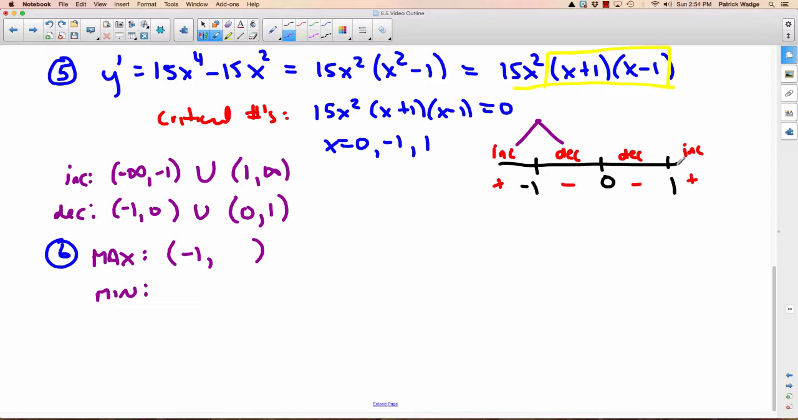No, there's no maximum or minimum there. Decrease, increase. Yeah, there's going to be a minimum there. So we have a minimum at 1, comma, something. So how do you figure out the y values here? You plug those into the initial function. So you're going to have to find what f of negative 1 is and also f of 1.